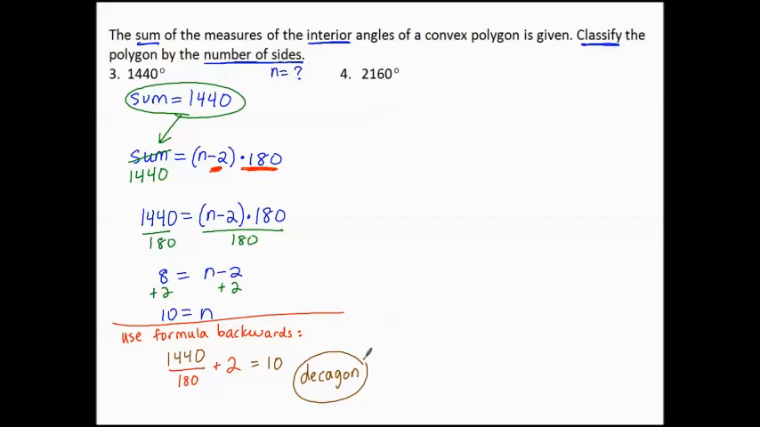Let's look at number 4. Maybe you can pause the video and try it on your own. Hopefully, you're thinking, I like the way we did it, where we just thought of the formula backwards. So if the formula is minus 2 times 180, here's the formula backwards. Divide by 180, add 2. What did that make? 14. So what do we have? A 14-gon.